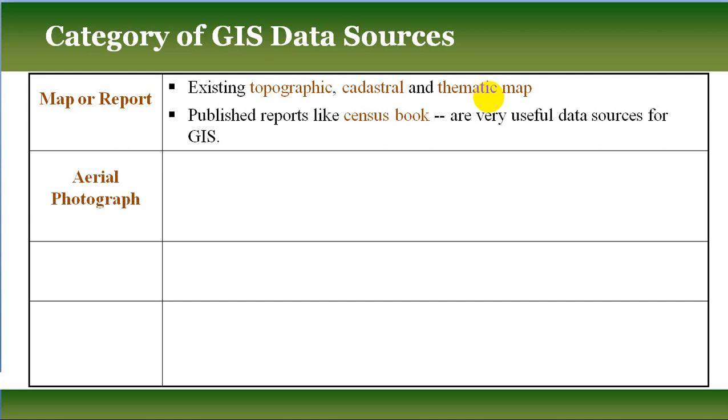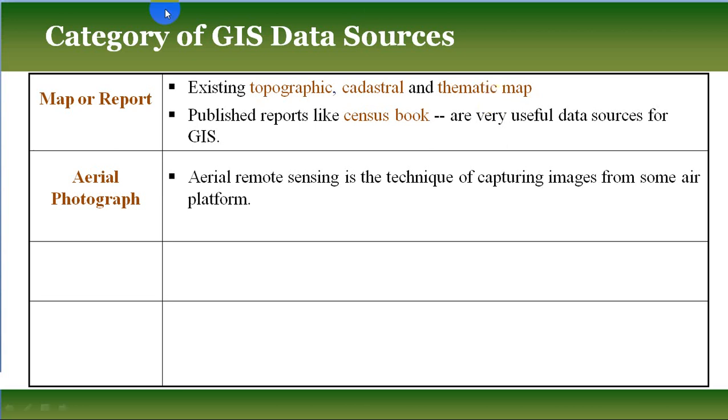For preparation of a municipality map, you can take the help of aerial photographs, because aerial photographs contain a huge amount of spatial data, roads, buildings, so that you can use. Aerial remote sensing is the technique of capturing images from some air platform, helicopter, aeroplane, or from some unmanned aerial vehicles, UAV vehicles like drones, from where you can capture aerial photographs. Those aerial photographs are a huge source of geographical data that you can use.